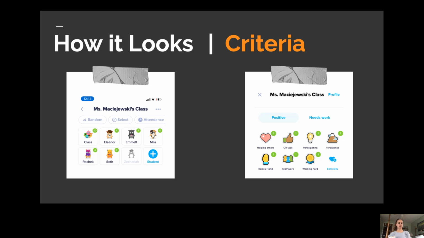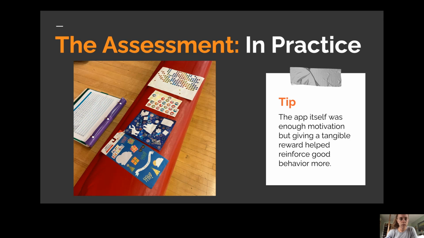But this is what it looked like. I created the class. This is an example of a class I created on the left, and on the right-hand side, this shows you the positive behaviors that you can give points for. Specifically, I was looking at on task, participating, and persistence in this assessment. In the classroom, I have my typical attendance sheet, and I'm showing you some of the stickers that I used as rewards.